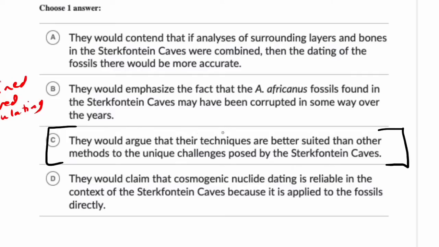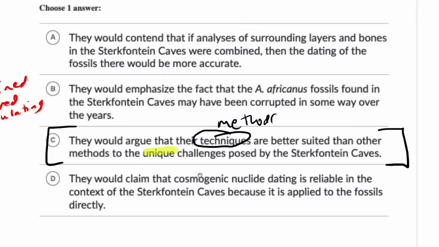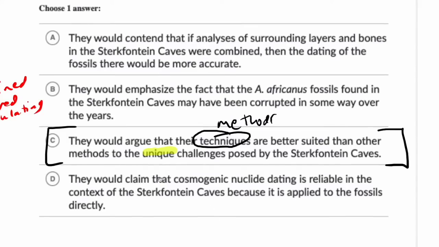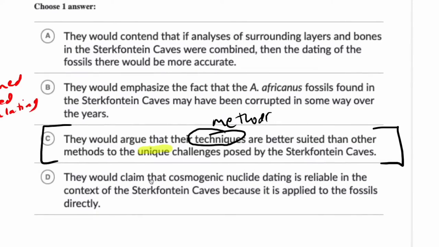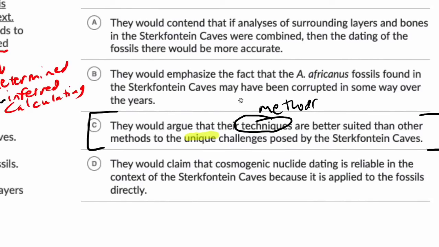They would argue that their techniques, methods, are better suited than other methods, the ones discussed in the first passage, to the unique challenges posed by these caves. And I will often say that the word unique is one to be wary of. It is a sort of extreme word. Unique means one of a kind, but I think it is supported here. The geology of this cave has caused soil layers from different periods to mix, so that is something that is, if not unique, at least distinctive. But this is the one that addresses method.